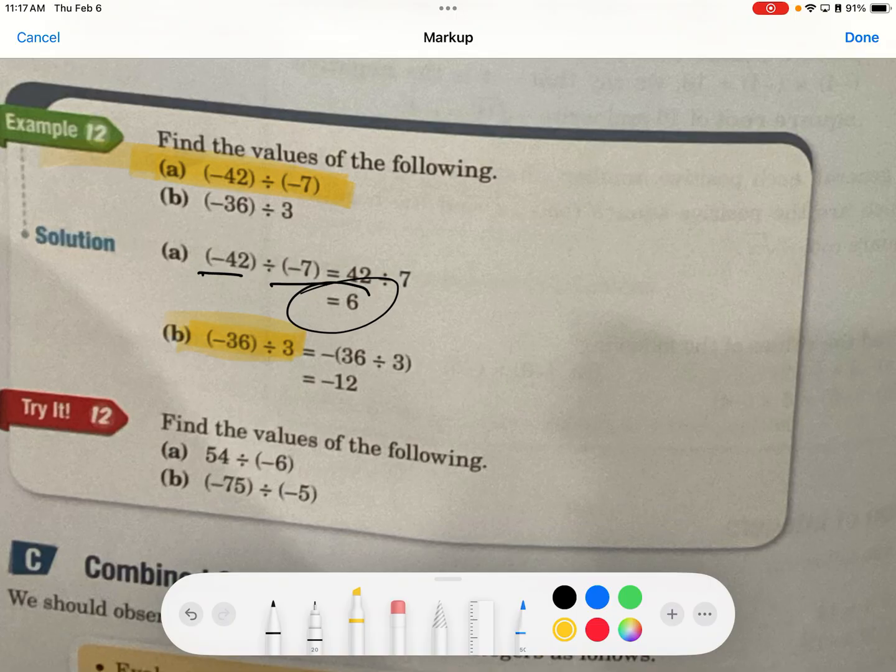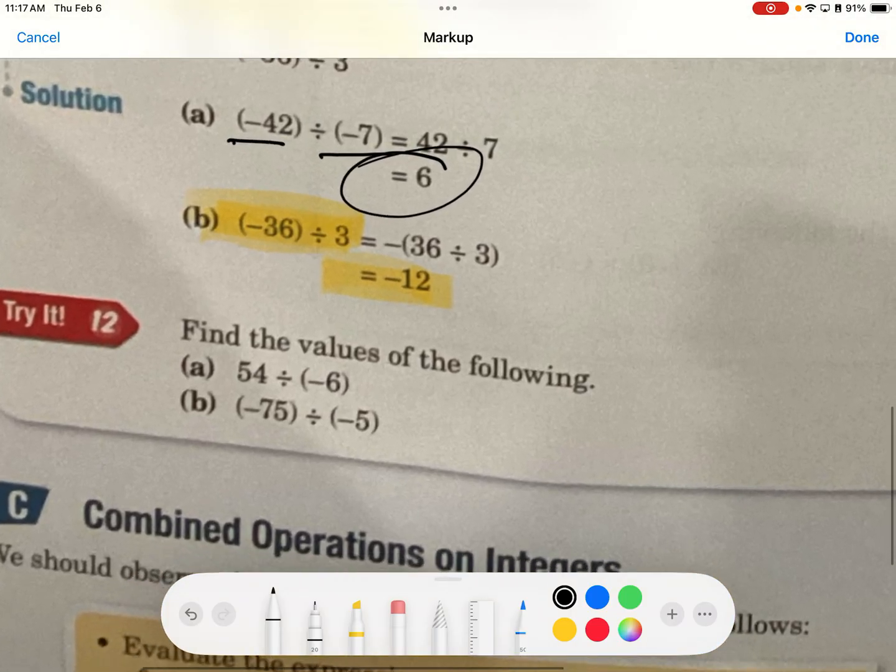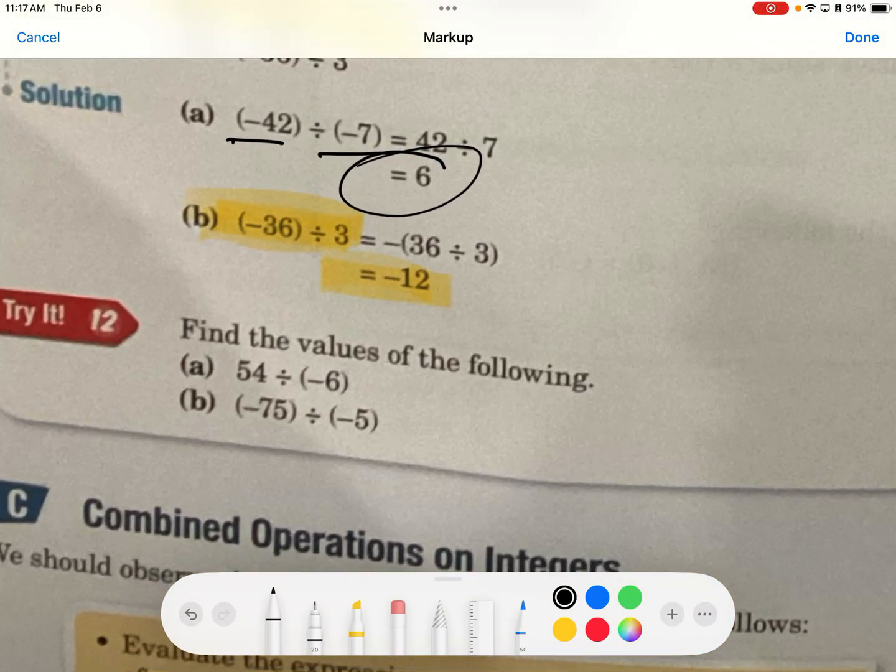So negative 36 divided by 3 is negative 12. All right, Micah, give me the answers for A and B. A, 54 divided by negative 6 is negative 9. And negative 75 divided by negative 5 would be 15.